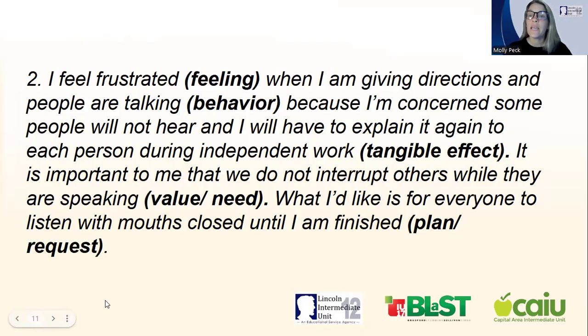Again, you can see the 5 pieces of the affective statement equation. And I'm going to be honest with you, it does not matter necessarily the order in which you include these things, but all pieces need to be included.